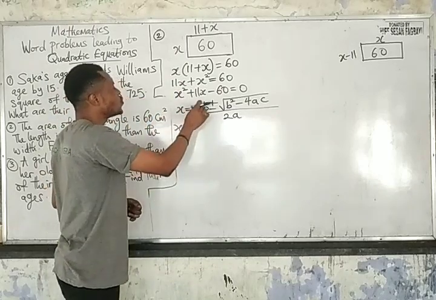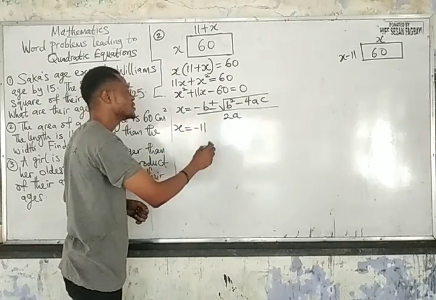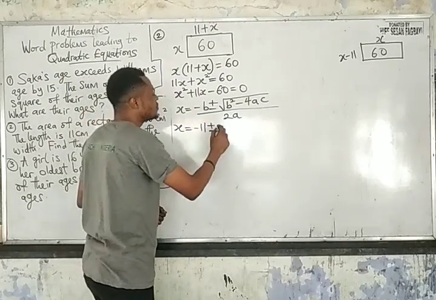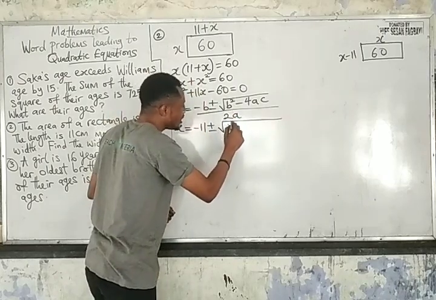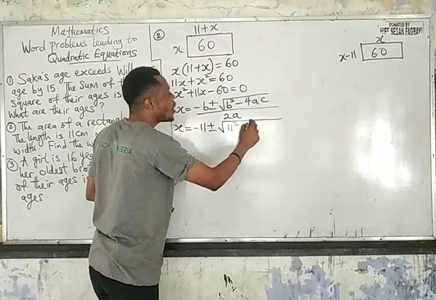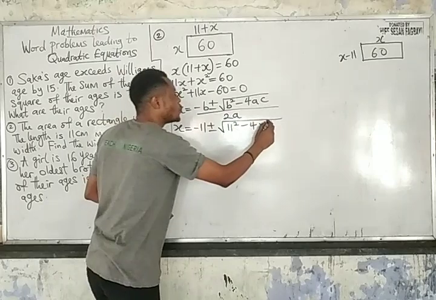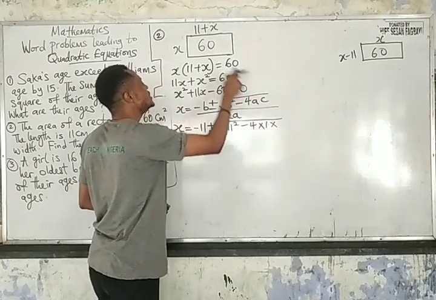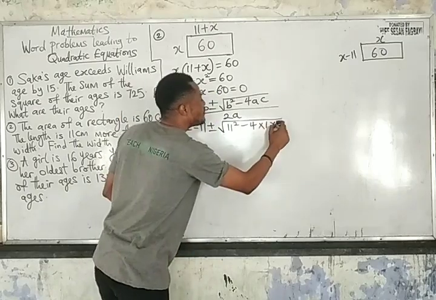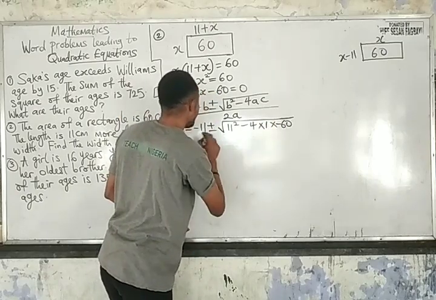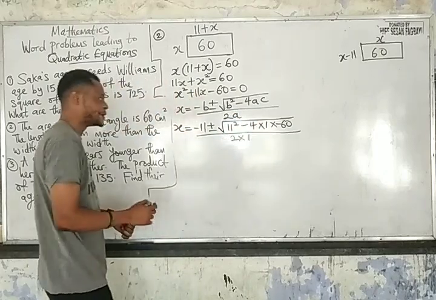X is going to be equal to minus b, which is 11, so we have a minus here, plus or minus the square root of b squared. The b is 11, 11 squared minus 4 multiplied by a, which the coefficient is 1, multiplied by c, which is minus 60, not 60, minus 60. So we have minus 60 there. Everything divided by 2 times a. The a is already given as 1.